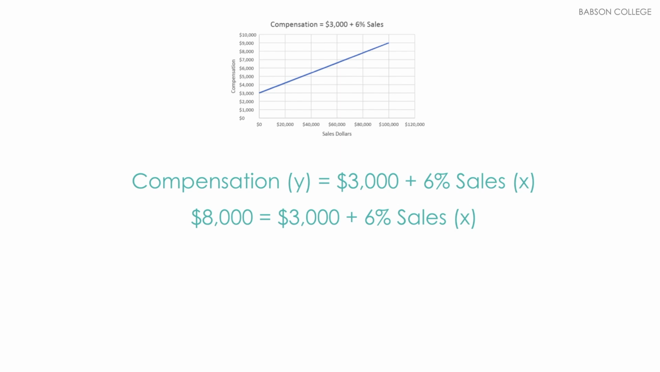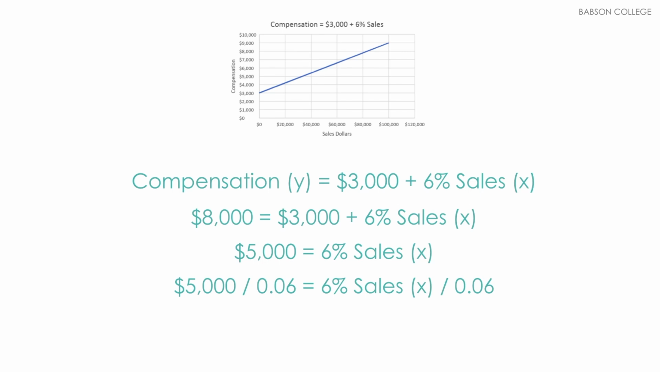First, I subtract $3,000 from both sides to get this equation. Then, I divide both sides by 0.06, which is 6%, to get the following equation. That results in a monthly sales figure of $83,333.33 that I would need to sell to make $8,000 in compensation for that month. My goal here is to keep the math as simple as possible, but give you a feel for how the calculations work. Here's one more example.